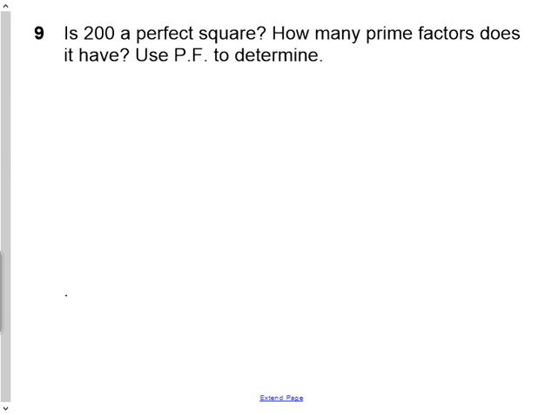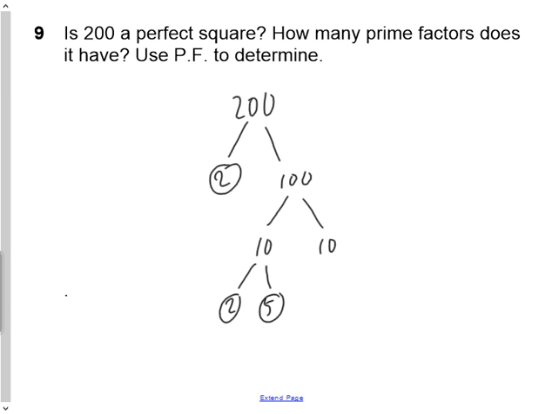Your next question says, is 200 a perfect square, and how many prime factors does it have? And use prime factorization to determine. So, again, same as the last question, we go 2 and 100. Here you can go 2 and 50, you can go 4 and 25. I'm going to go 10 and 10. 2 and 5. 2 and 5.